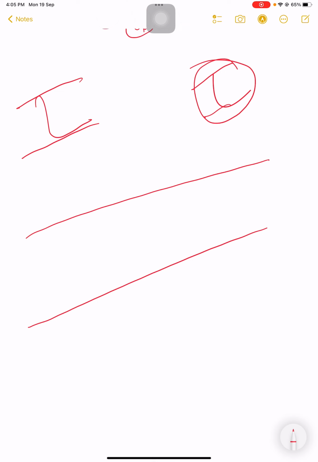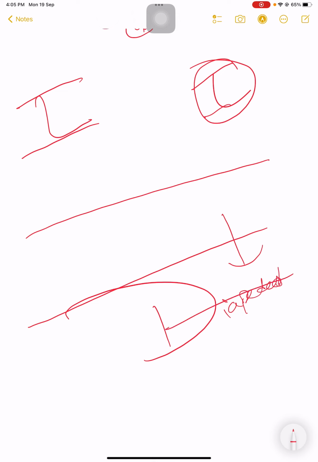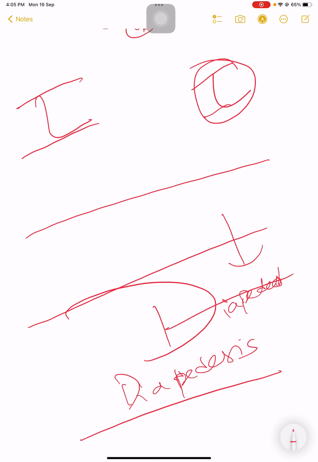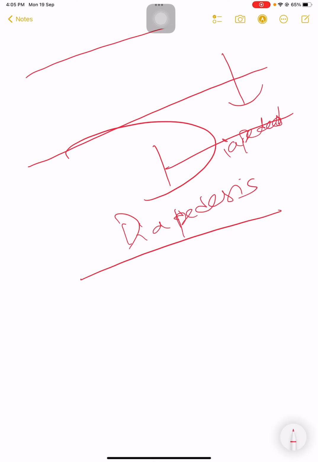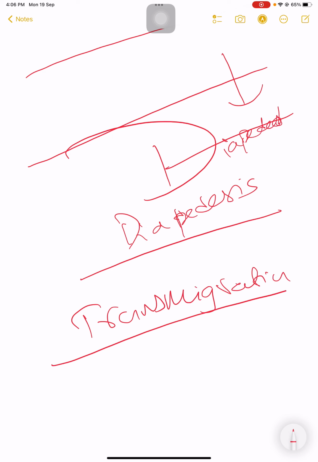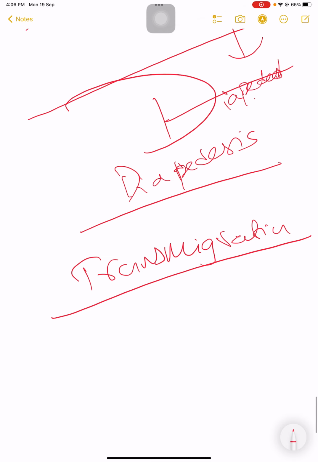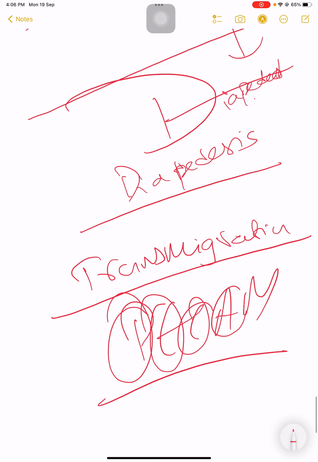Now let's come to this process, which is known as diapedesis. What is diapedesis? It is also known as transmigration. What does that mean? Diapedesis or transmigration is brought about by PCAM, which is platelet endothelial cell adhesion molecule.